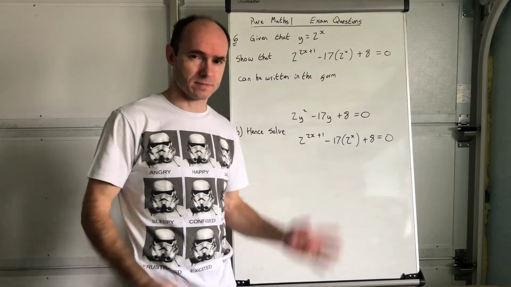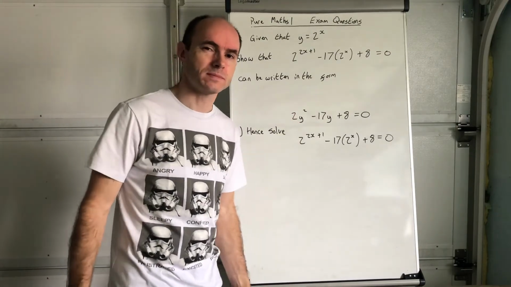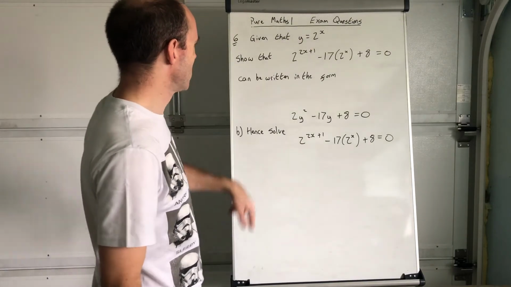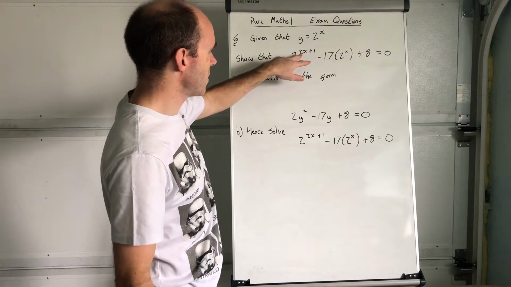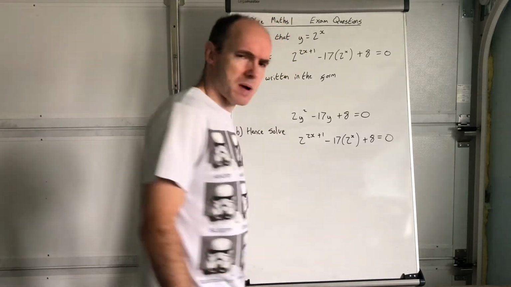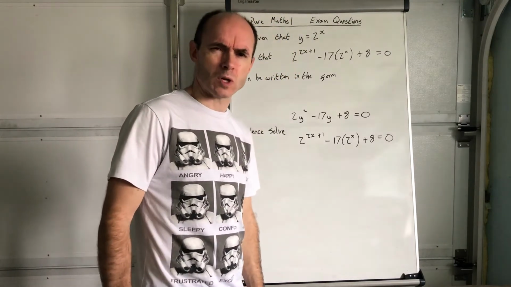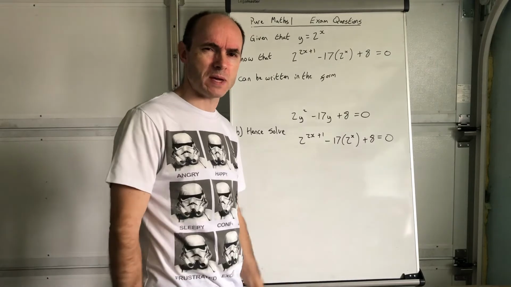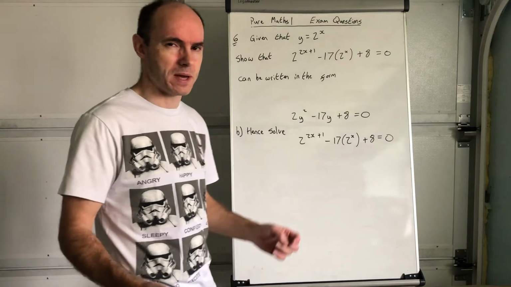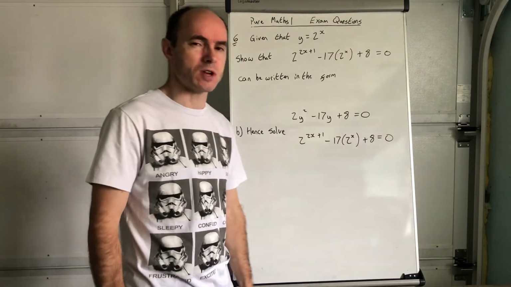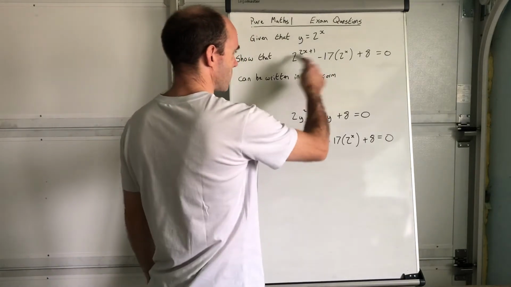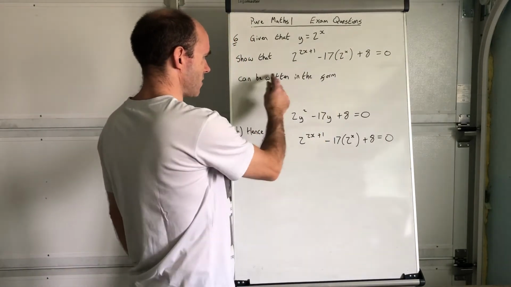Okay, question 6. Pause, have a go, unpause, watch. Right, that done. Given that y equals 2 to the x, show that 2 to the 2x plus 1, minus 17 times 2 to the x, plus 8 equals 0. Some of you might be thinking, I don't recall doing these sorts of questions in chapters 1, 2 or 3 of the P1 book. Well, it's about rules of indices, and you have to use your general knowledge of how maths works to see how the rules fit in with this. Show that it can be written in this form.